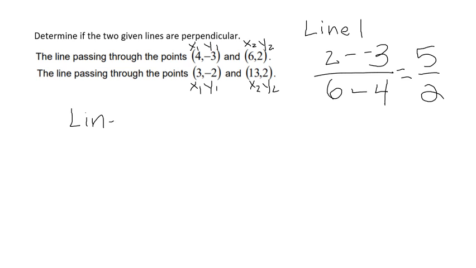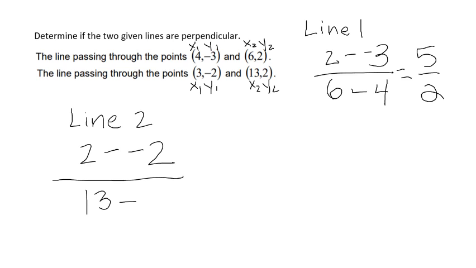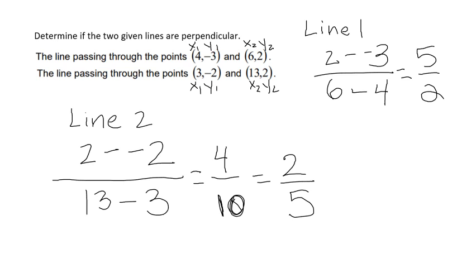And I'm just calling these line 1 and line 2 because they don't really have a name, just to keep them separate. So if we do the second line, y2 minus y1 over x2 minus x1, we're going to get positive 4 over 10. And if I reduce that fraction, that is 2 over 5.